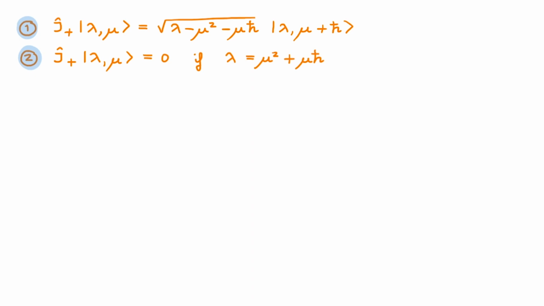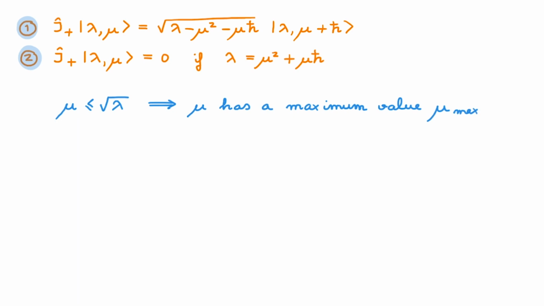To see how this comes about, let's restate the problem. The fact that mu cannot be larger than the square root of lambda implies that mu must have some maximum value, which I call mu max. But how can mu have a maximum value if we can keep increasing its value by h bar by simply applying the raising operator like this? The answer, of course, is that at some point, the application of J plus must kill the state. And how can that happen? Well, this is precisely what this case here allows us to do.